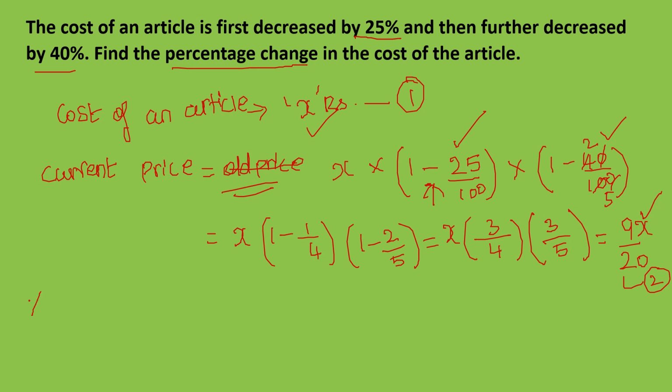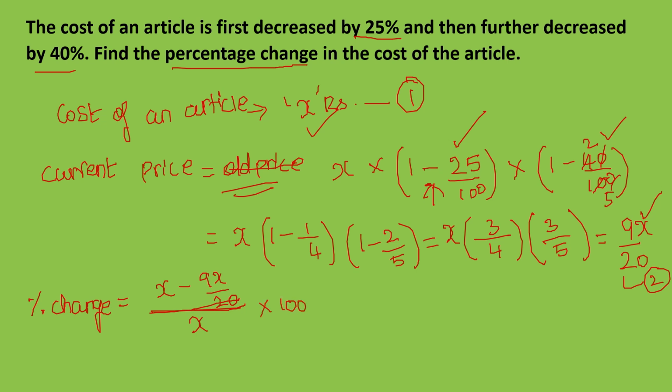Whenever they are asking percentage change, what we need to do, the change in value should be in the numerator. What is the change in value? Change in cost of the article. So how can I find the change in cost of the article? Initially it was X, finally it becomes 9x by 20, and divided by, in your denominator you need to put the original cost, that means the old value, which is X, into 100.